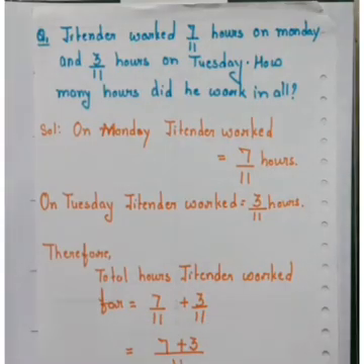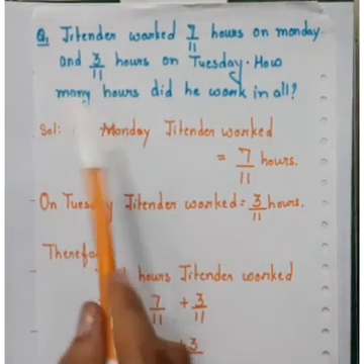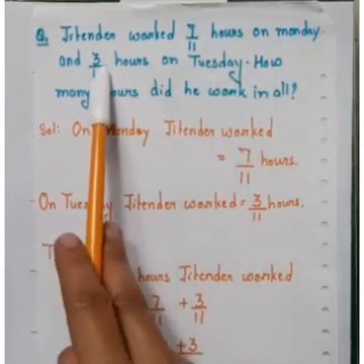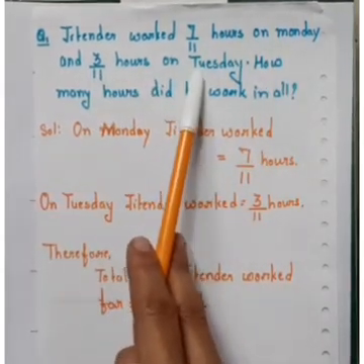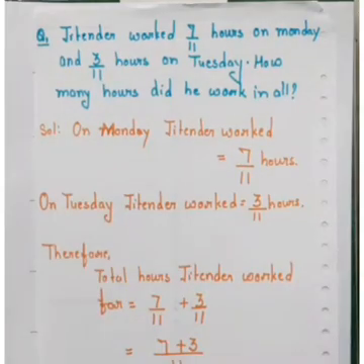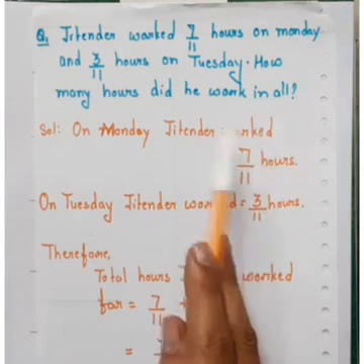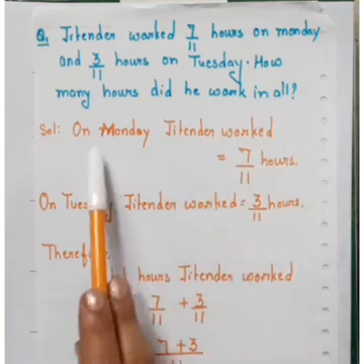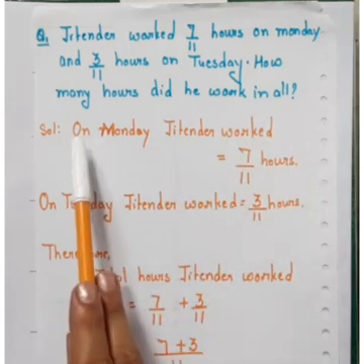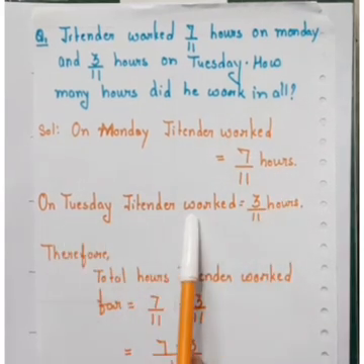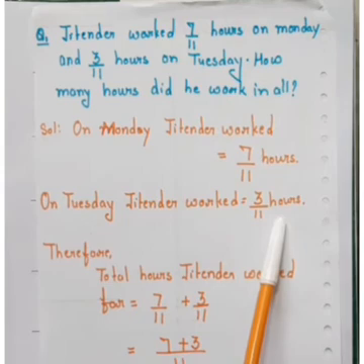Next, we are having one word problem based on your addition of like fractions. So, your word problem is Jitendra worked 7 by 11 hours on Monday and 3 by 11 hours on Tuesday. How many hours did he work in all? Okay, so you have to find the total working hours. So, you will write the statements as on Monday, Jitendra worked for 7 by 11 hours. On Tuesday, Jitendra worked for 3 by 11 hours.